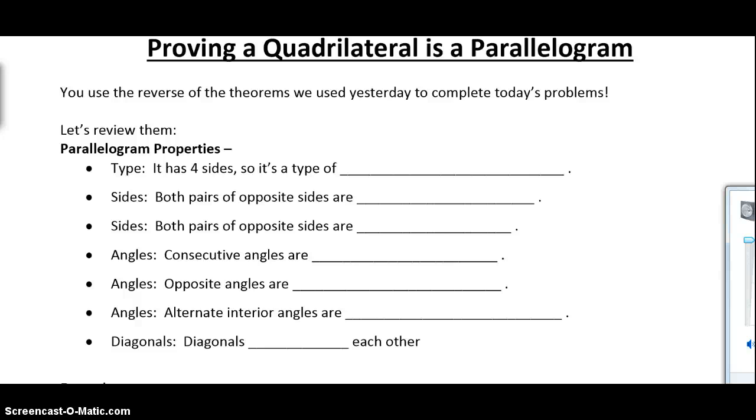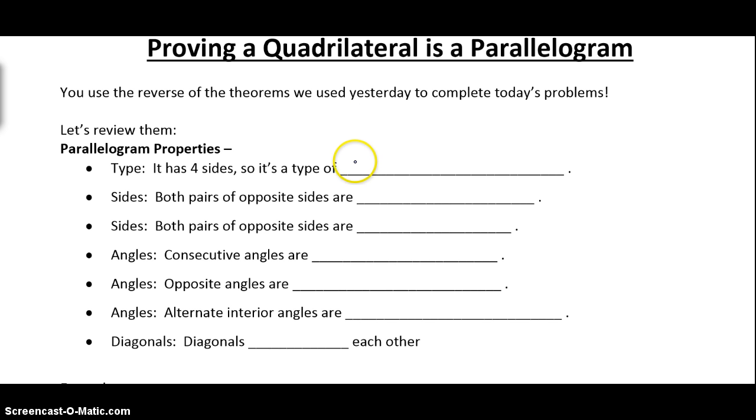Alright, today we're going to talk about how to prove that a quadrilateral is in fact a parallelogram. So all we're going to do is use the reverse of the theorems that we've already used in class previously. So let's talk about this first one, parallelogram properties.